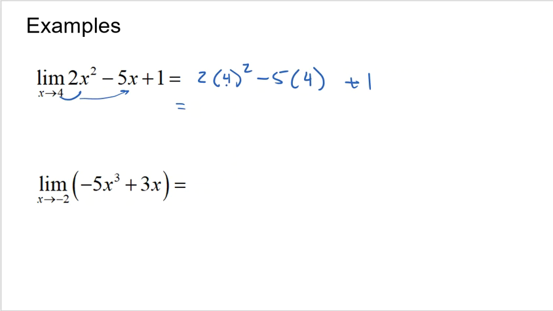Now you do have to do the algebra here. 4 squared is 16. 16 times 2 is 32. 5 times 4 is 20. So we got to do 32 minus 20 plus 1. 32 minus 20 is 12. 12 plus 1 is 13.